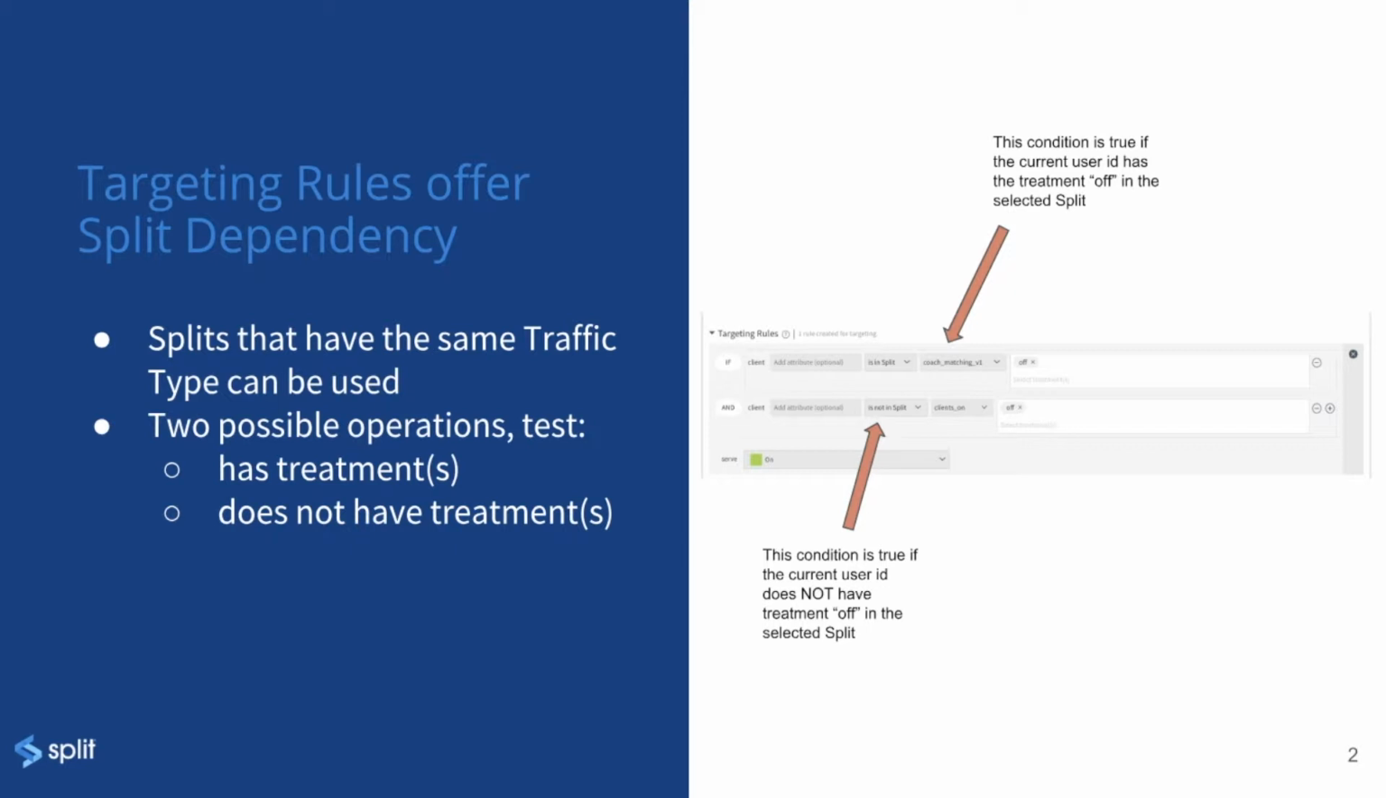The other operation is negate. So if that user does not get this treatment from that other split, then make a decision and serve a specific treatment on this split.